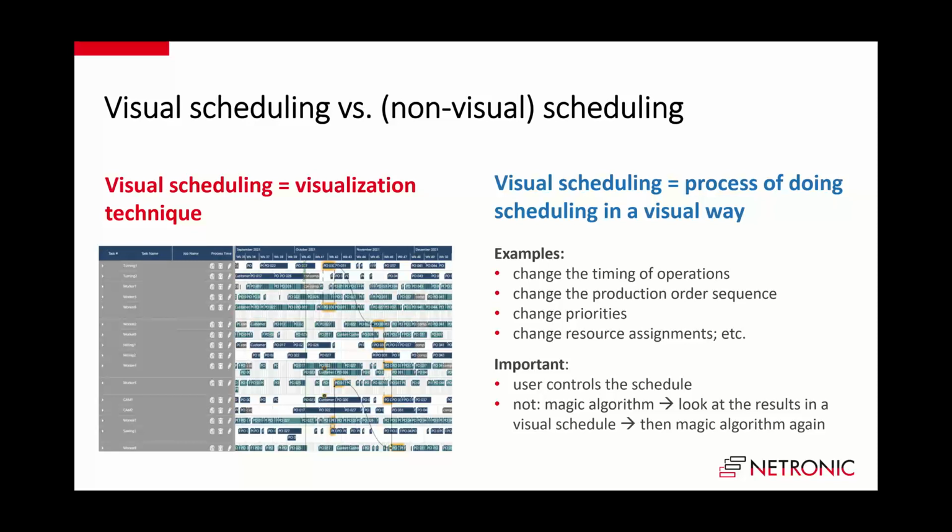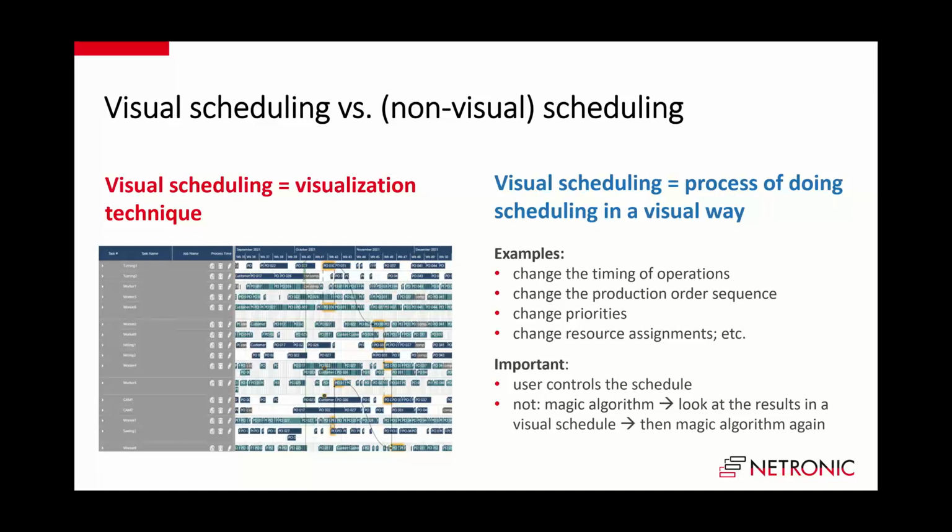So in these cases where you have high volatility, where you have a lot of needs to interfere with the schedule, it is really important that the user controls the schedule, and that the user can do the process of scheduling, making scheduling changes, in a visual way and not just by pushing a button.